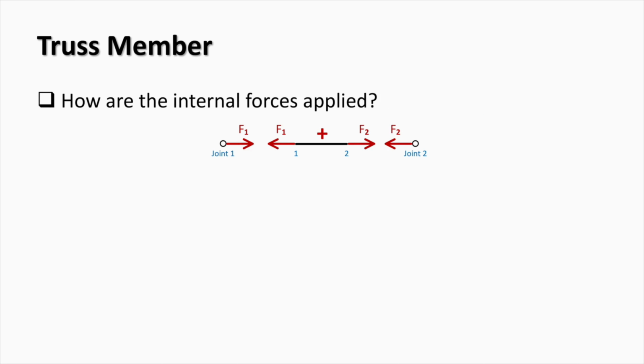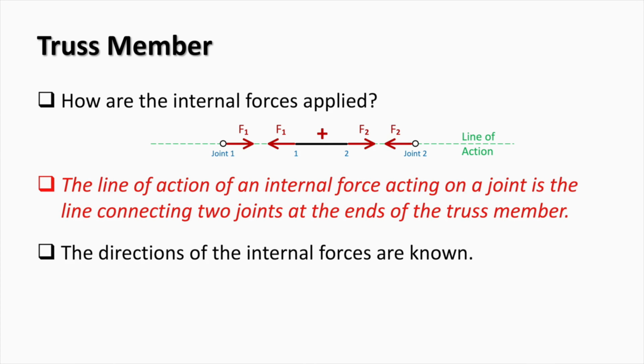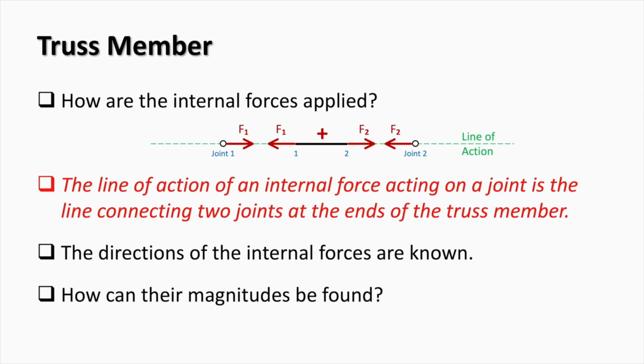Let's consider the arrangement of forces between the joints and the truss member. As you can see, all the forces are on one line. It can therefore be concluded that the line of action of an internal force acting on a joint is the line connecting two joints at the end of the truss member. This is the definition of a truss member. As a result, the directions of internal forces are known in a truss member, and what is left is to find the values of forces.